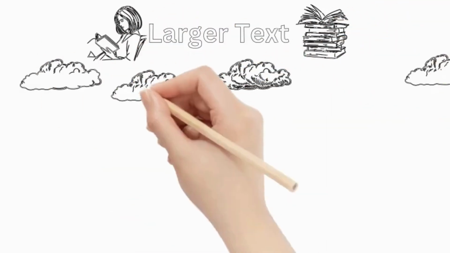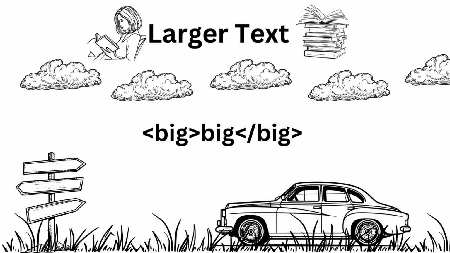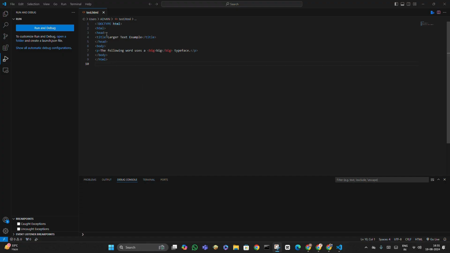Now, let's talk about adjusting text size without using CSS. If you want to make your text larger, you can use the big element. This will increase the font size by one level relative to the surrounding text. Here's an example. This will produce the following result. The following word uses a big typeface. As you can see, the word big is displayed in a slightly larger font size.